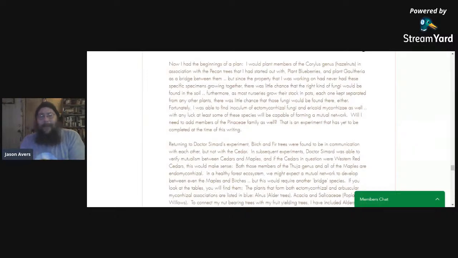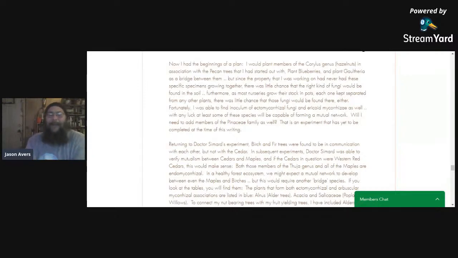Incidentally, most of the nurseries, they're having to grow these plants in pots in full sun. If you're growing a blueberry at the nursery, it has to be grown in full sun because it's isolated. It can't be in a network. It's in a pot. Well, fortunately, I was able to find some inoculum of ectomycorrhizal fungi. I've got some right here, and ericoid mycorrhizal fungi as well. These are the ericoid. Had to get them from England because English gardeners are the best.